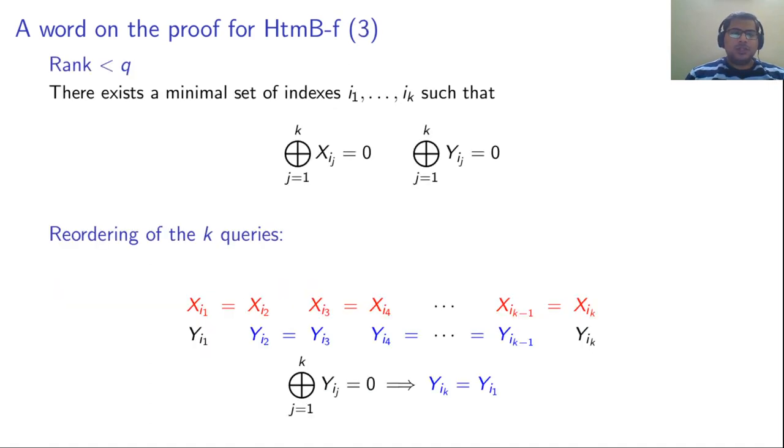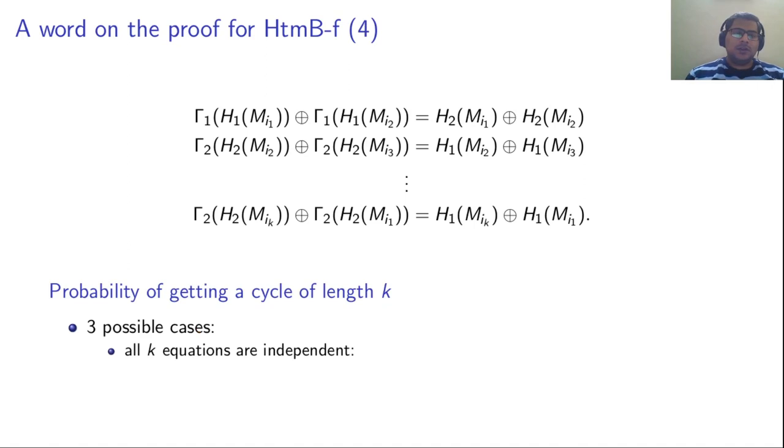So basically what we want is to bound the probability of such events, or in other words, to bound the probability of getting such cycles. There are three possible cases. The first case is that all k equations are independent, which is quite easy, because we have k many indices here and k independent equations. So the probability is bounded by q to the k by 2 to the kn.